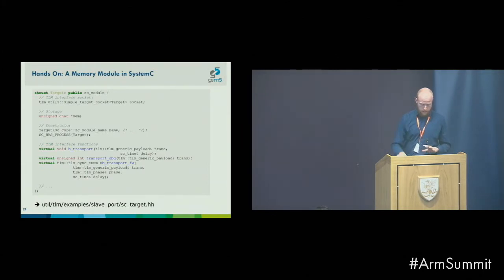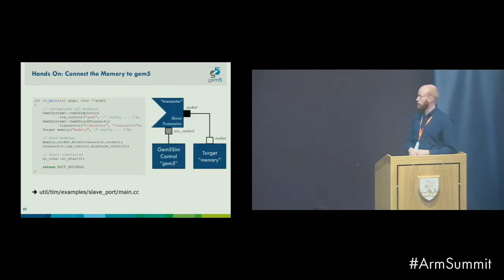So I have some more detailed view here for the slave example. Just quickly to show how a memory could look in SystemC. I think it's not too interesting for now. Basically, what you do is you define some socket for the communication. You need some storage. You have a constructor written in a special way, following the SystemC standard. And then you also need to define your TLM interface that implements the communication.